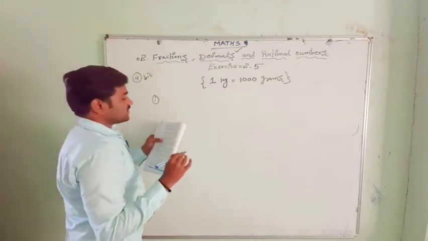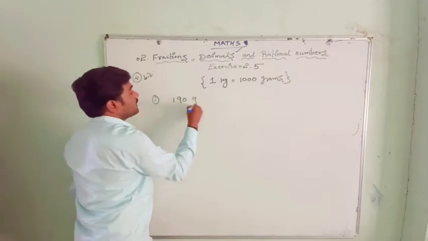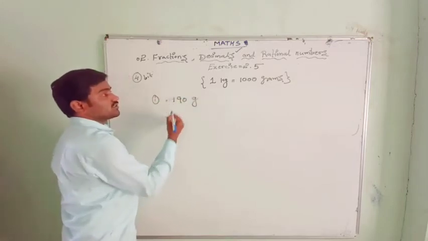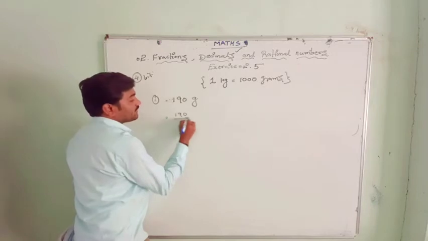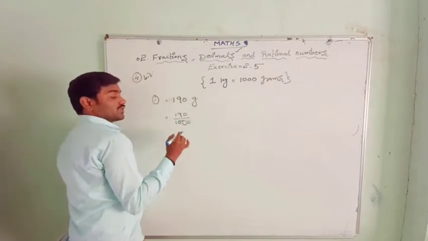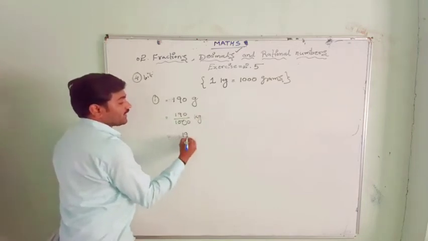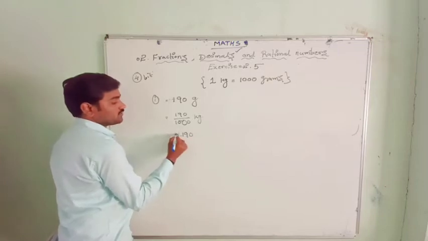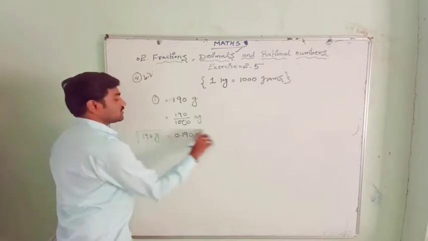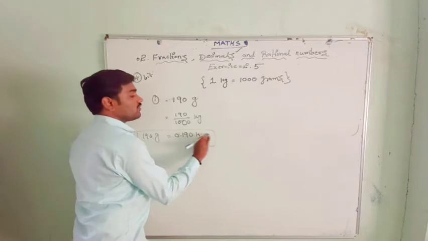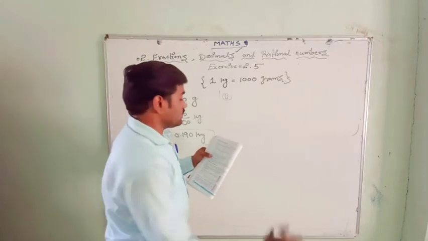First one, these grams we need to change into kilograms. 190 grams. This will change into kg. So already we know that 1000 grams equal to 1 kg. So 190 we have to divide by 1000 because 1000 grams equal to 1 kilogram. So here 190, 3 zeros, 1 2 3 point, 0.190 kg. That means here 190 grams is equal to 0.190 kilogram.